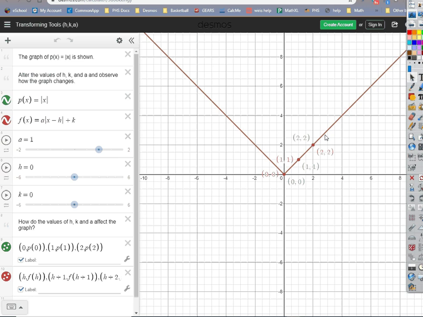It's going to move 3 to the right. It's going to move 3 to the right or the left? Right. To the right. That's correct.